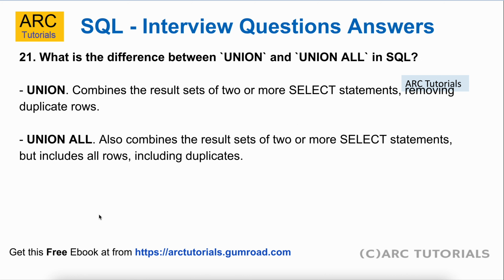What is the difference between union and union all in SQL? Union combines the result set of two or more select statements, removing duplicate rows. Union all will also combine the result set of two or more select statements, but includes all rows, including duplicates. When you use union, it will automatically remove the duplicate records, whereas union all will get you all the data without any filtering. That's the main difference between union and union all.